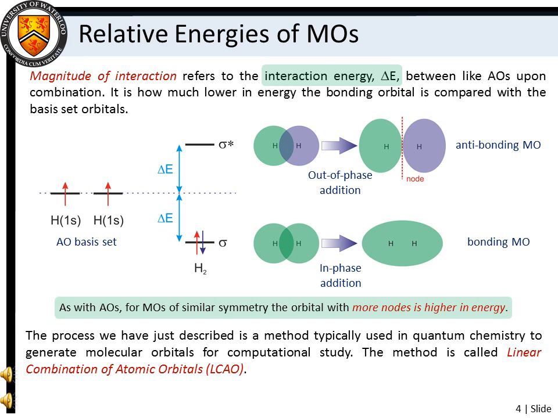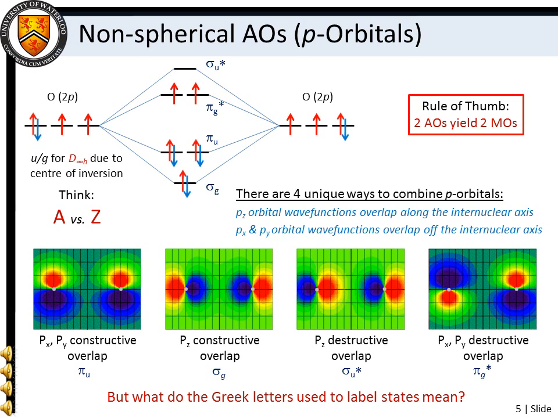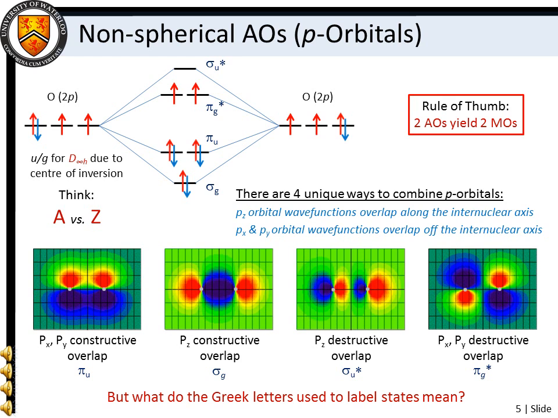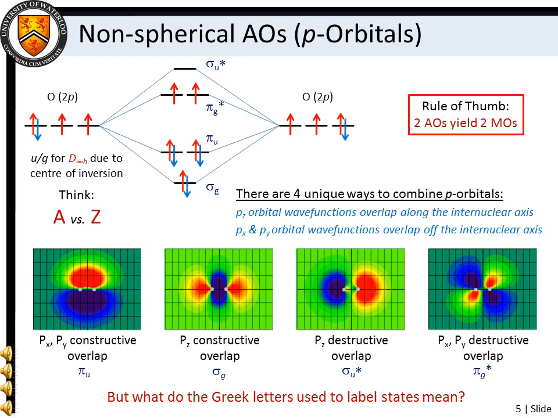LCAO is often used in computational quantum chemistry as a means of generating molecular orbitals for calculating molecular properties. The importance of AO relative alignment is apparent when we think of the possible combinations of p-orbitals. If we define the internuclear axis as the z-axis, we see that p-orbitals can overlap in four unique ways. Pz orbitals can overlap constructively or destructively along the z-axis, or the px and py orbitals can overlap constructively or destructively perpendicular to the z-axis.